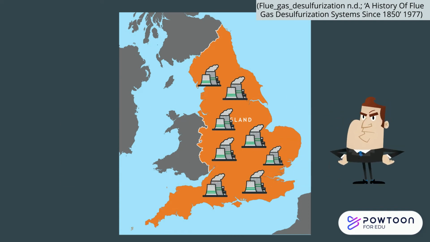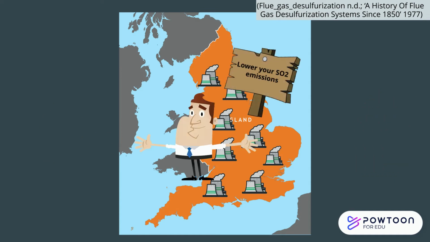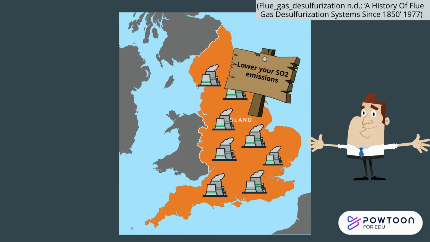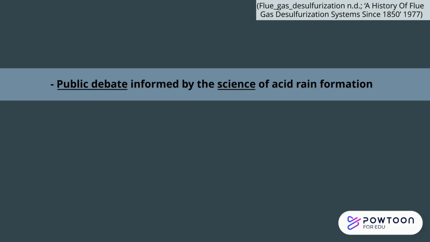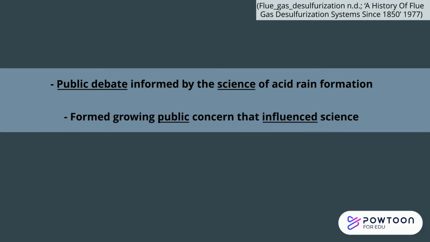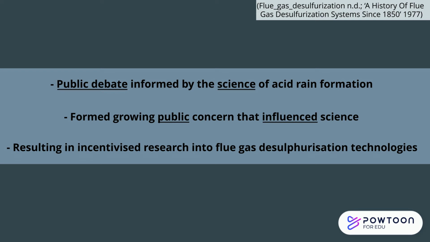This specifically worried one landowner who, in 1929, claimed that the sulfur dioxide emissions of Barton Electricity Works had damaged his property, a claim upheld by the House of Lords, resulting in the imposition of sulfur dioxide emissions controls on power plants, and thus research into flue gas desulfurization technologies. Hence, public debate was informed by the science around the formation of acid rain from power plant emissions, with growing concerns influencing science by incentivizing research into flue gas desulfurization technologies.